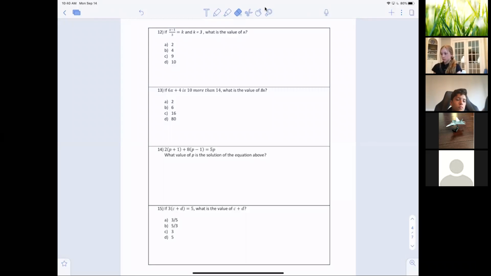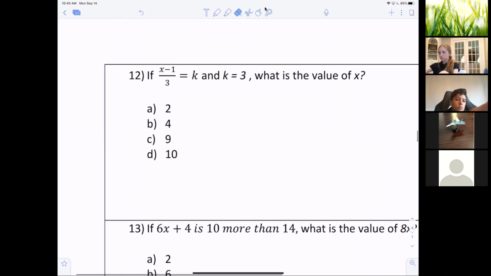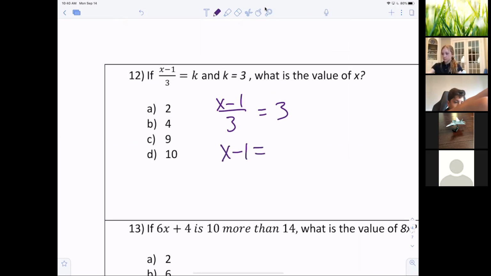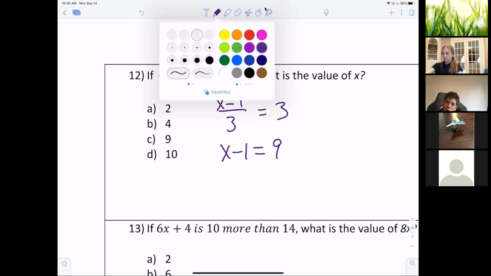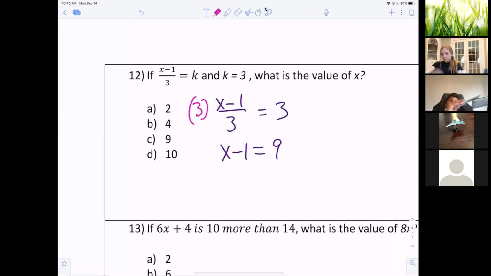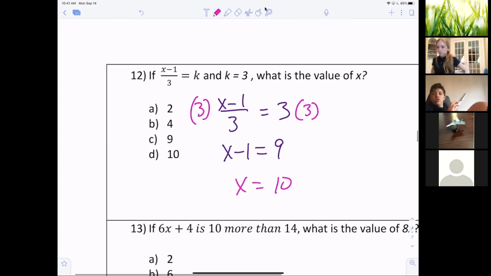All right, so let's take a look now at number 12. If x minus 1 over 3 is k and k is 3, all we have to do is make k 3. So here we go. x minus 1 over 3 equals 3. How do I undo divided by 3? So x minus 1 equals 9, right? Multiplying both sides by 3. And so x was equal to what? 10. Nice. Everybody okay with that?